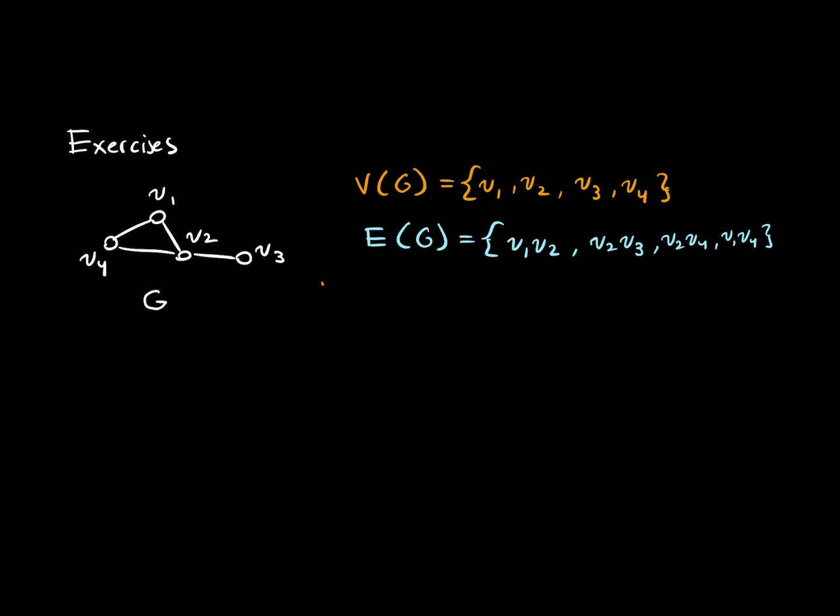Okay? So here the size of the vertex set equals 4. So we say G is of size 4. And the edge set has size 1, 2, 3, 4, 4 as well. So we say that G is of order 4.